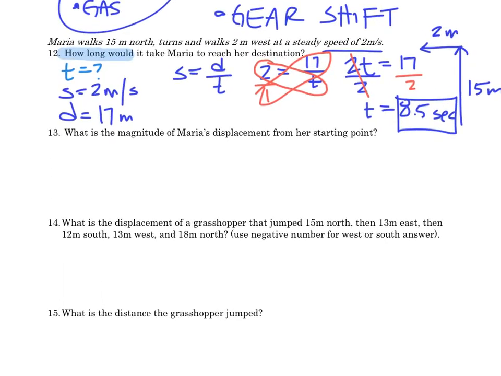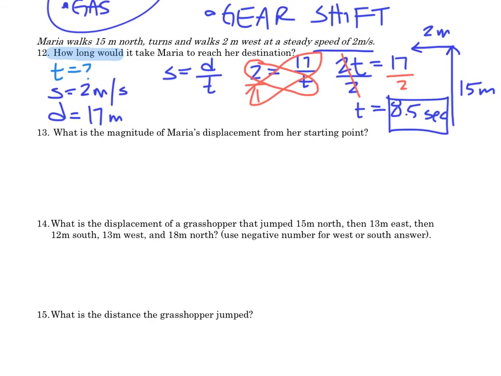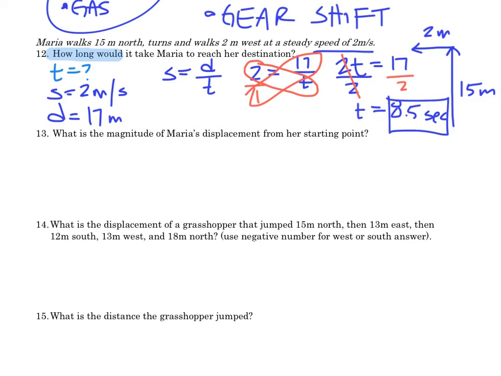All right, looking up at number 13. 13 plays off of number 12. And I'm going to redraw the path that Maria took. She went north 15 meters and then west 2 meters. It's asking me for her displacement. How far is she from where she started? Well, if she started here and ended here, her displacement is a straight line path back.